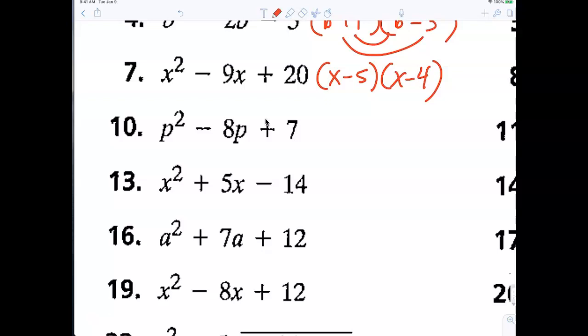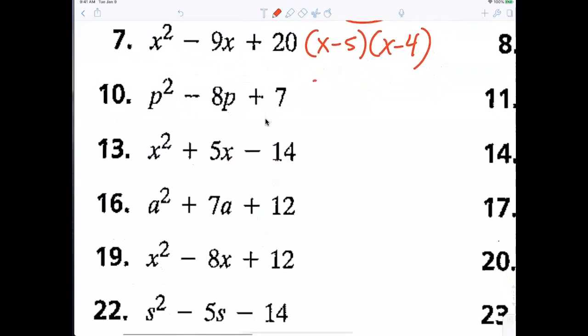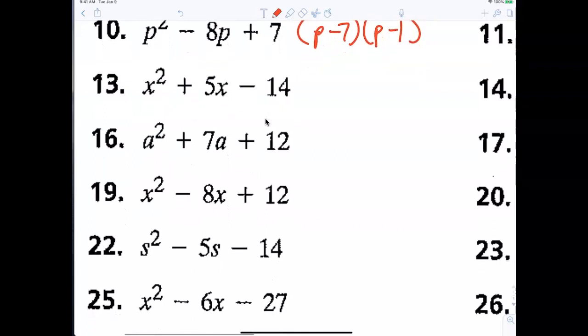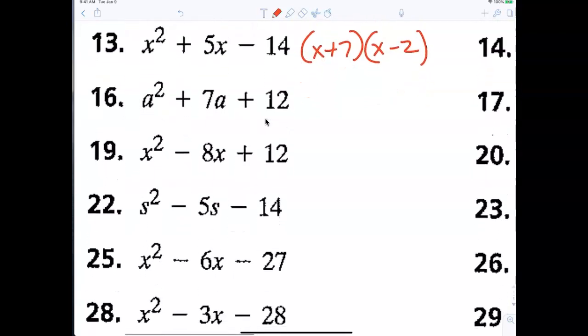Try to already be done with 10. Try to be done with 13 as we're going. All you're doing is checking to verify that you know what you're doing. Next. P minus 7, and P minus 1. Told you, simple. Sam. Very good, Sam. You are brilliant. Anybody have any questions? Anybody?